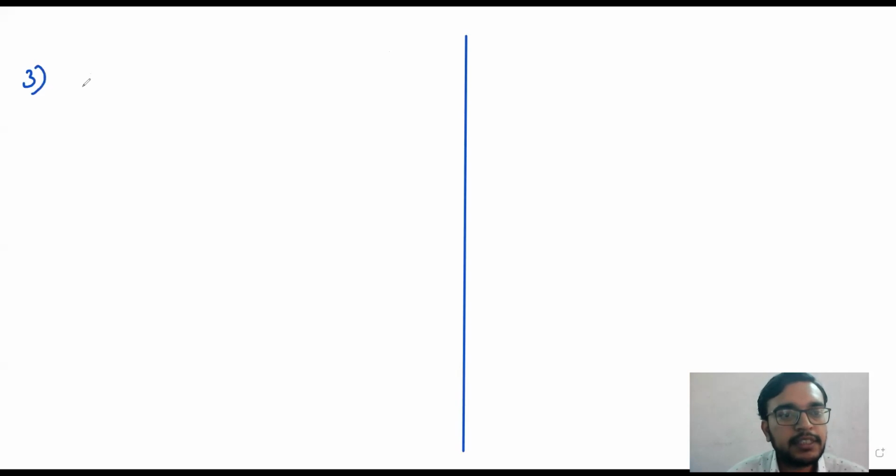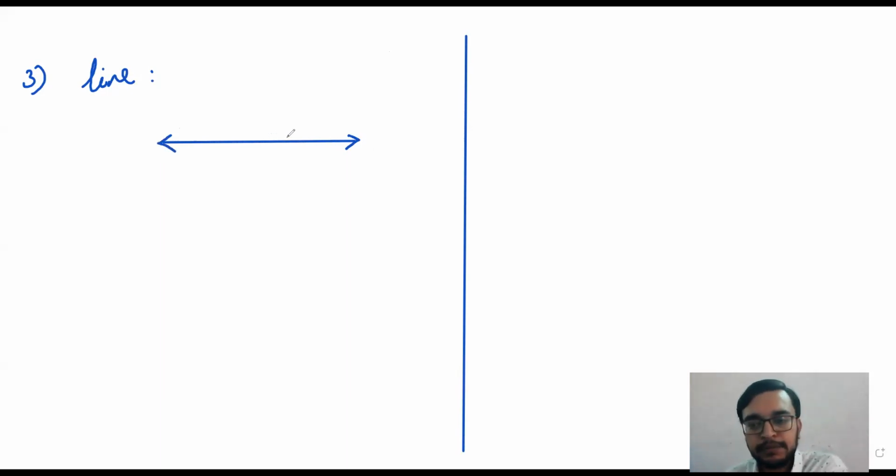Now the third concept is line. What is meant by line? As we have learned about segment, similarly the line is the same as the segment, but the main difference is that a line has an infinite set of points, right? What is meant by an infinite set of points? It means there are unlimited collinear points.